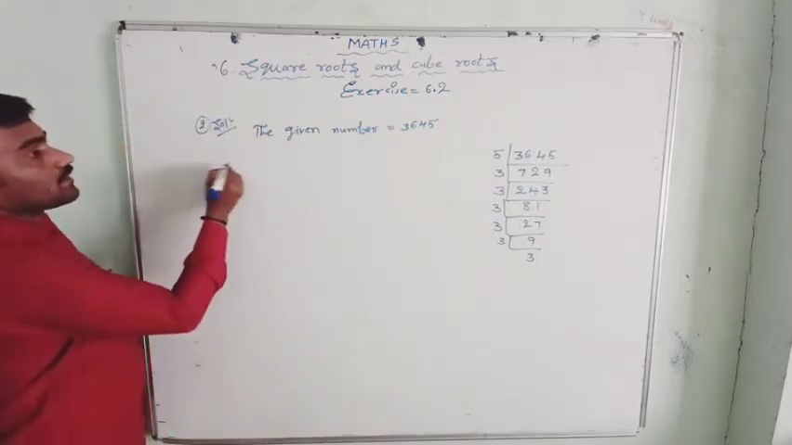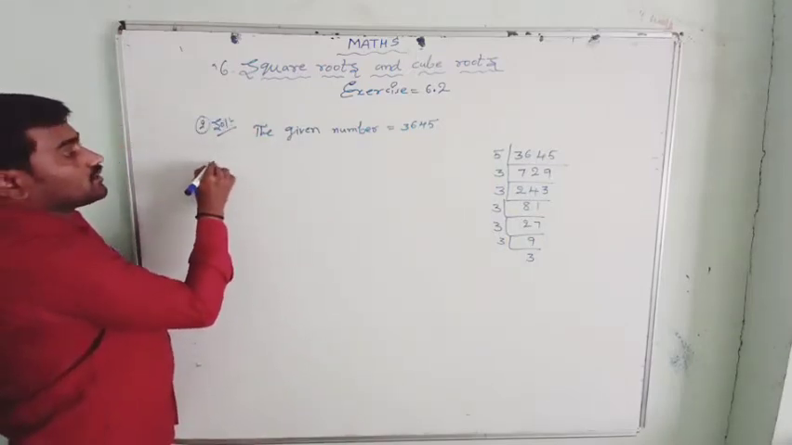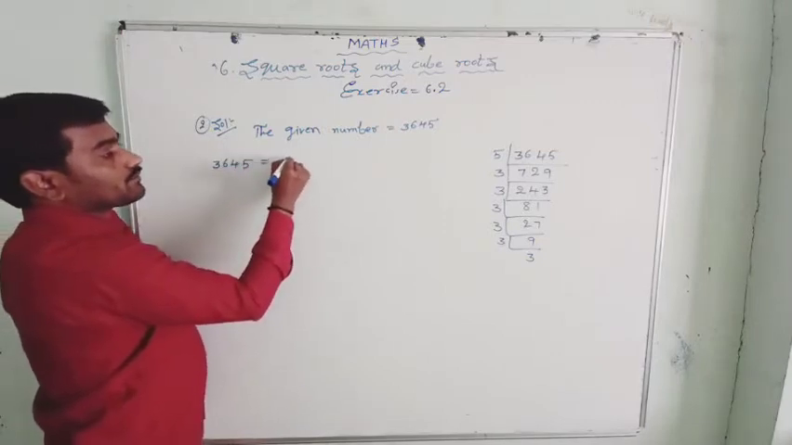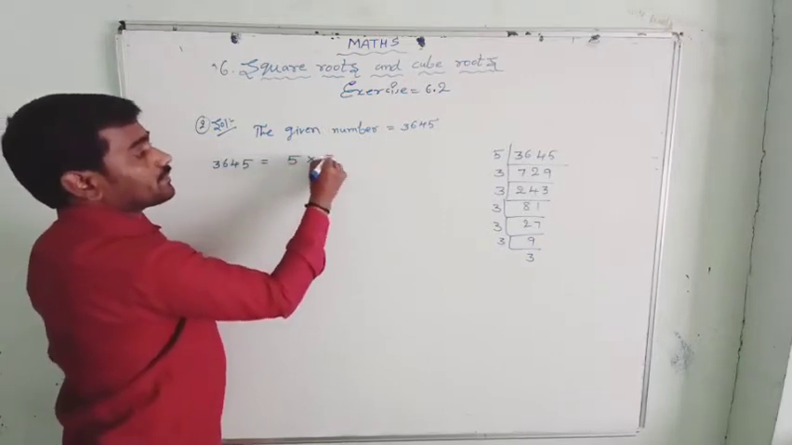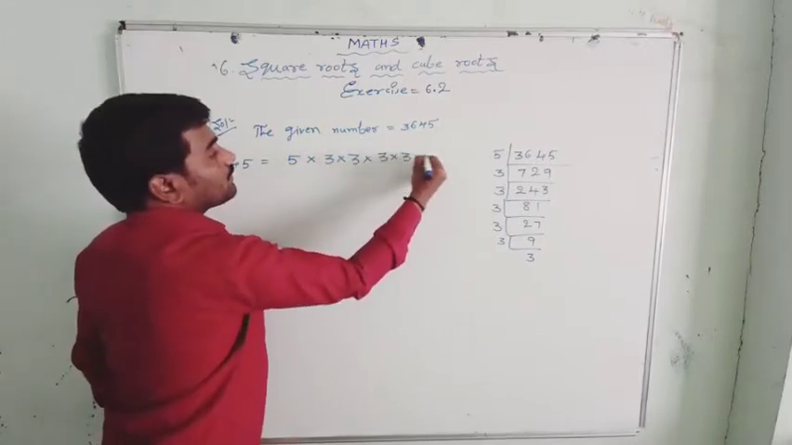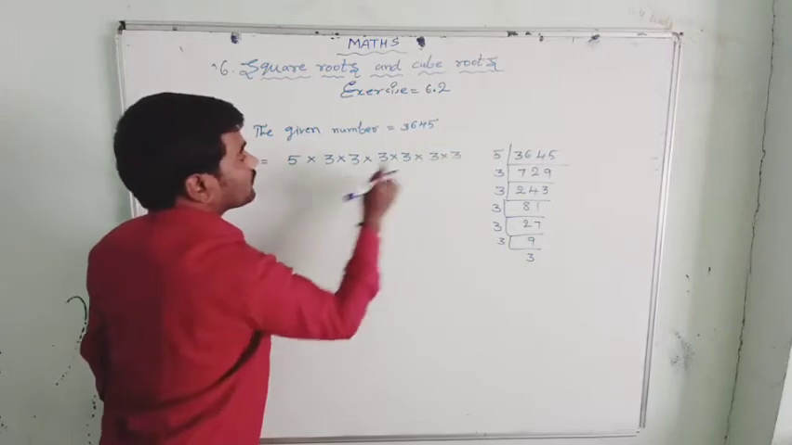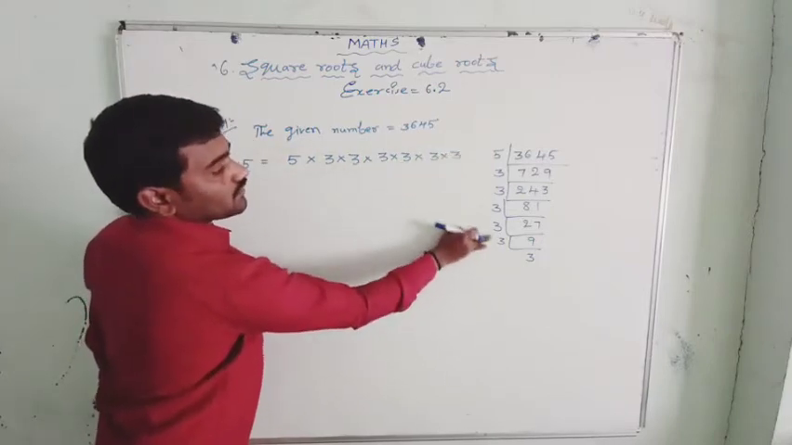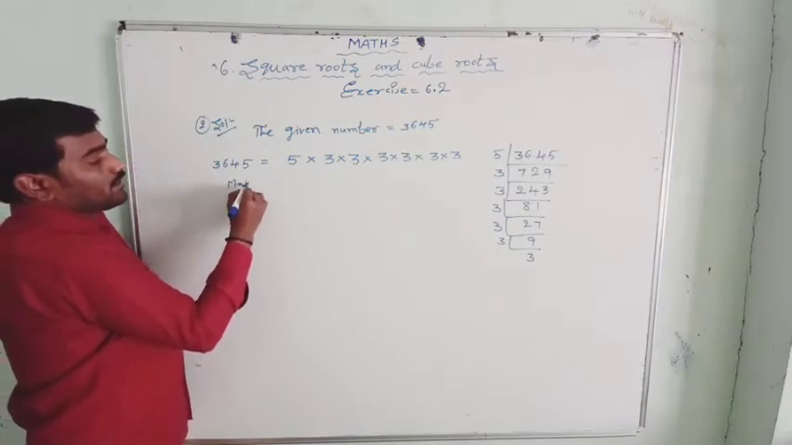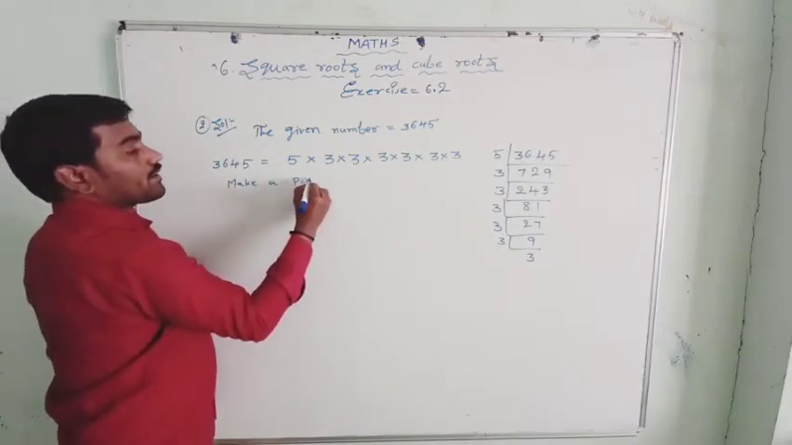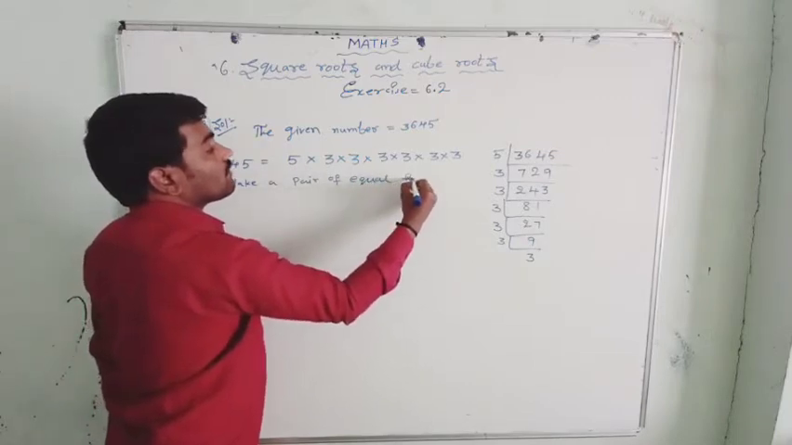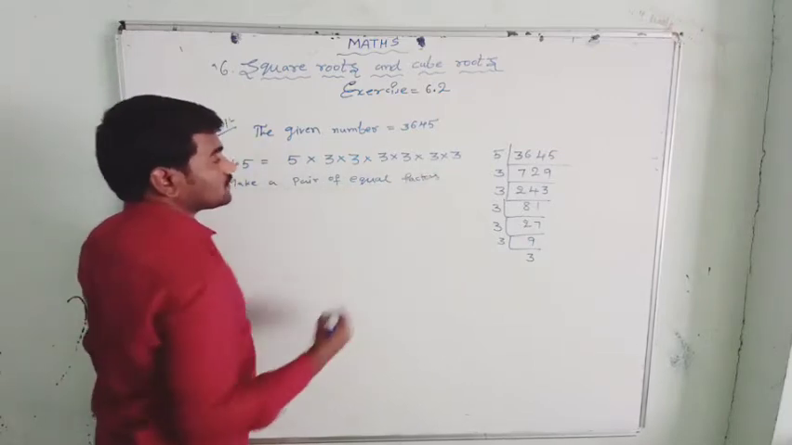See that to make a perfect square now, 3645 is equal to 5 into 3 into 3 into 3 into 3 into 3 into 3. 1 2 3 4 5 6. Yes. Make a pair of equal factors.